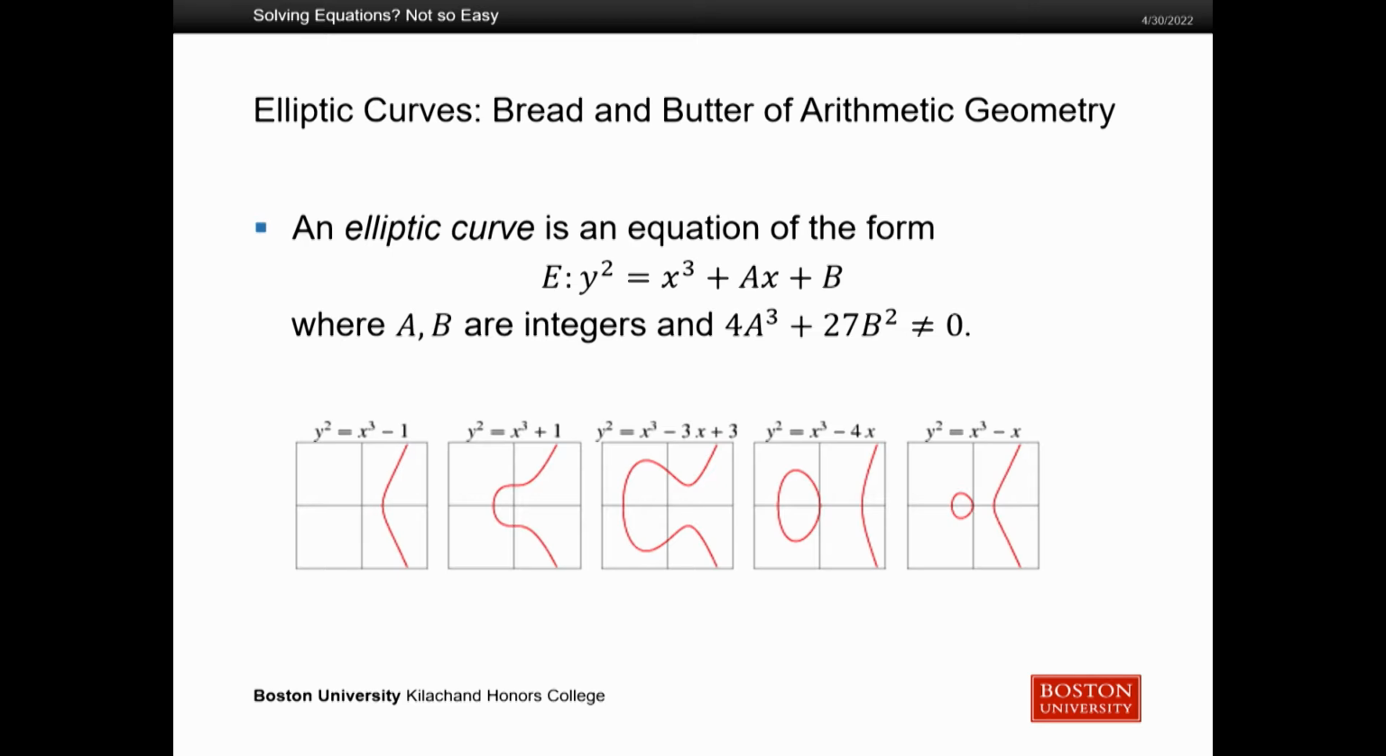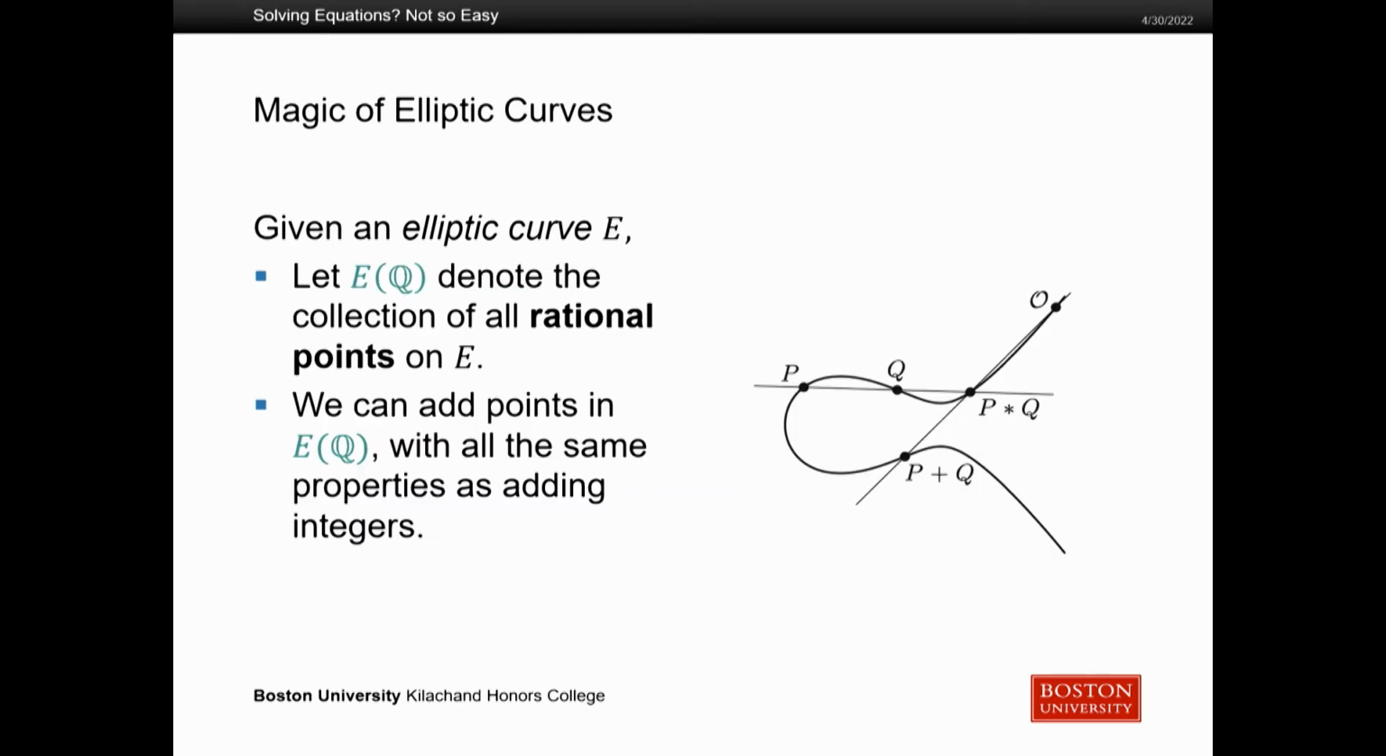So those are some pictures of elliptic curves that you can see on the slide over there. And we use the notation E(Q) to denote the set of all rational points on an elliptic curve. The magic here is that there's actually a way for you to add points in this set. The way you do this is you fix a point O over here, and you take points P and Q, you draw a line through P and Q, it intersects the elliptic curve at another point. And then you draw a line between O and this point that we call P star Q, and then it intersects the elliptic curve at a third point. And that's the point that we call P plus Q. That's how you add points on elliptic curves.